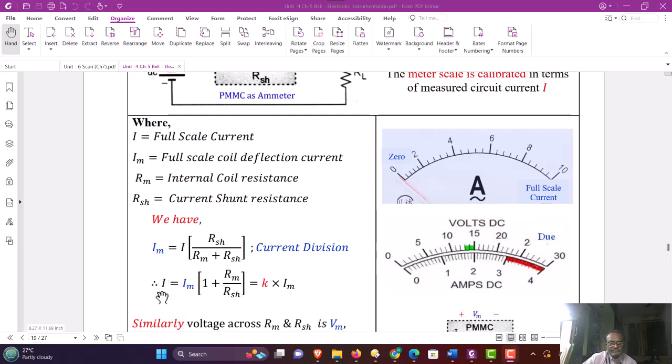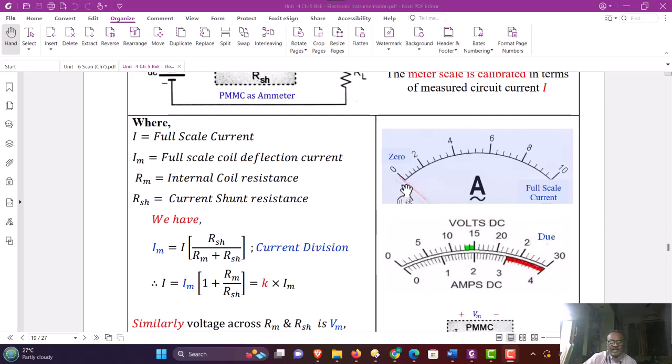From this equation, if we take I on the left hand side, then we can say that I is equal to Im into bracket 1 plus Rm by RSH. Just reshuffling of the equation. Whereas 1 plus Rm by RSH is constant. Let us replace it by K. And therefore, I is K into Im.